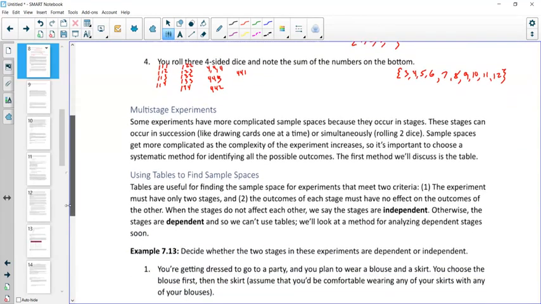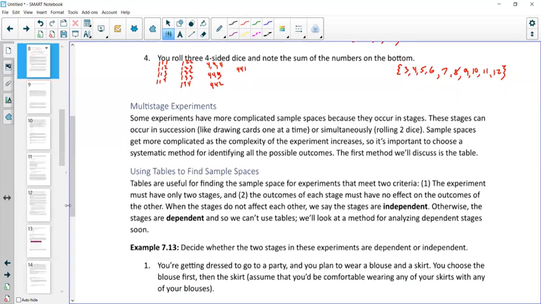So that's what you call a multi-stage experiment. Some experiments have more complicated sample spaces because they occur in stages. These stages can occur in succession, like drawing cards one at a time, or simultaneously, like rolling 2 dice. Sample spaces get more complicated as the complexity of the experiment increases. So it's important to choose a systematic method for identifying all the possible outcomes. First method we discuss is the table.